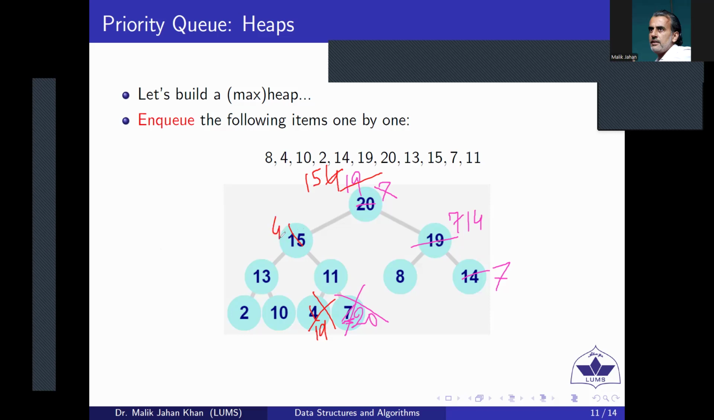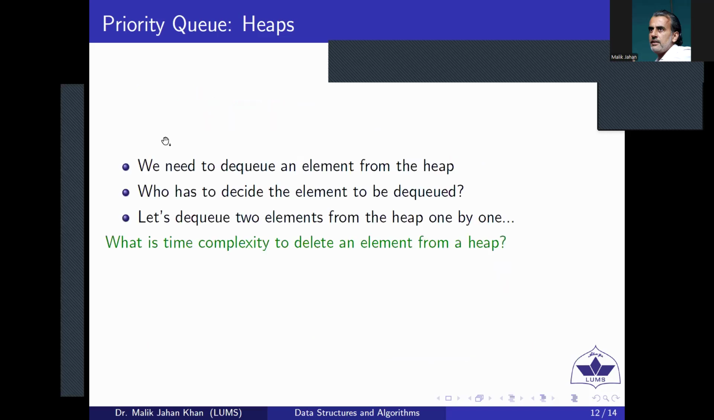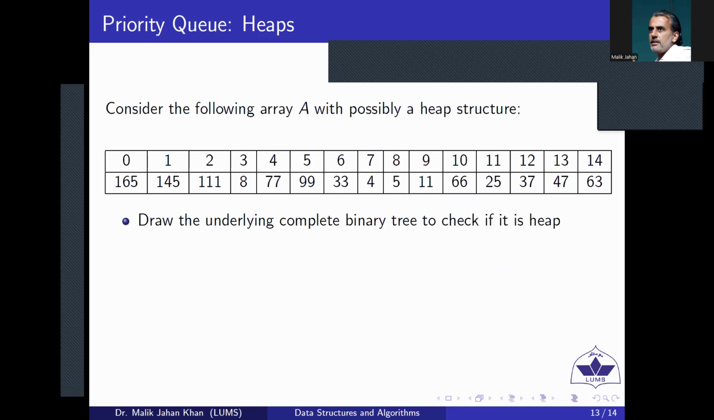So 4 comes down, and then 4 is further compared with both of its children. 13 goes up, 4 further comes down. It is compared with both of its children again. 10 goes up, and 4 comes down. And this is the resultant heap after deleting two elements one by one. So each deletion is taking log n time. So the time complexity for deletion is also log n.